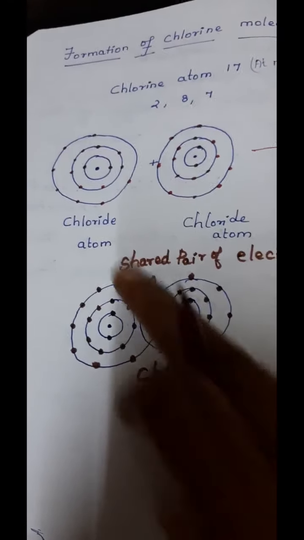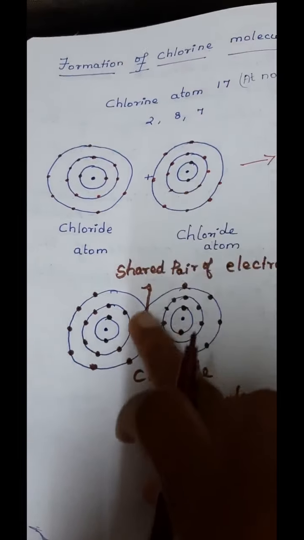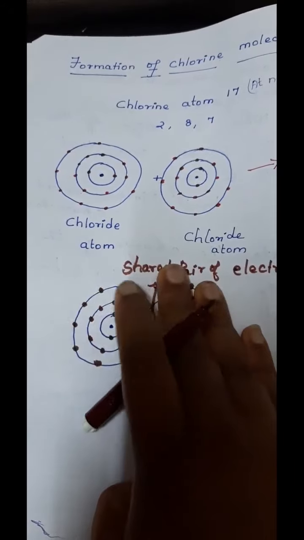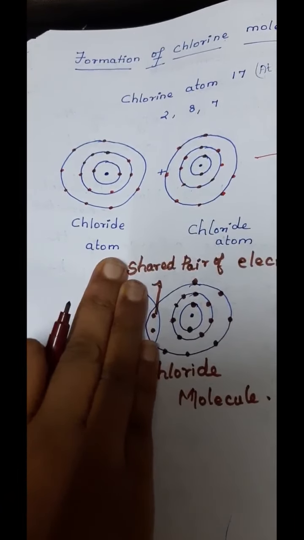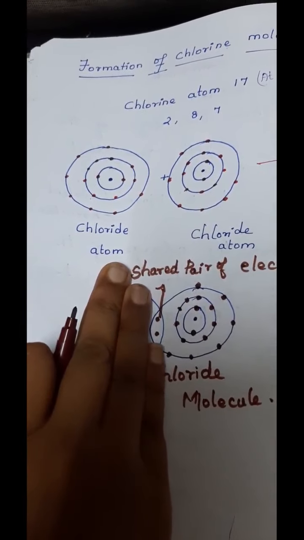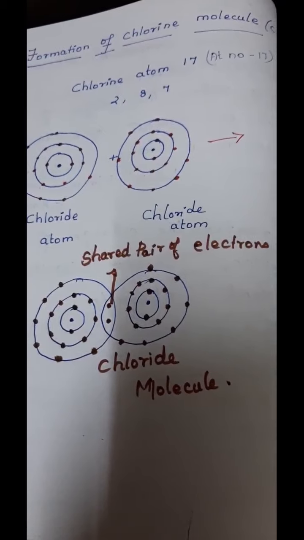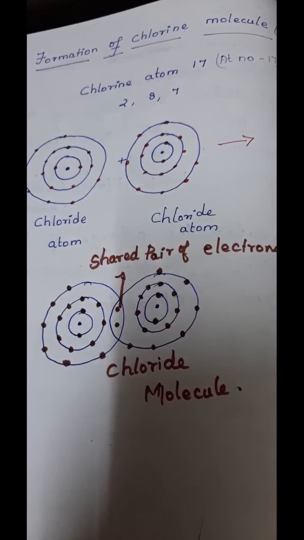Understood? So this is sharing 1 electron over here and this is sharing the 1 electron. If you just close and see, the last shell will be having 8 electrons to attain the stable configuration. If you close this side and see, the last shell will be having 8 electrons to attain the stable configuration. Is it clear, children? So this is the formation of chlorine molecule. We'll see what is given in your book.